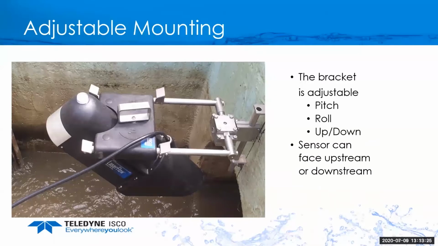This sensor can be installed either pointing into the flow or pointing away from the flow. It doesn't care which direction. It's measuring an absolute velocity. It should also be noted that this sensor can measure positive or negative velocity.